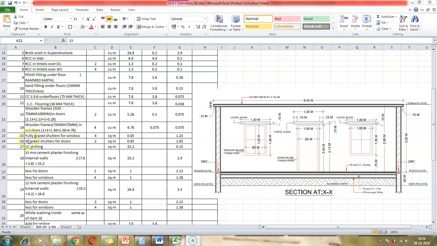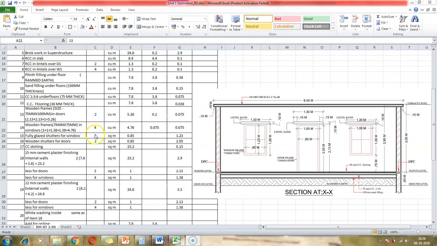The next item that we are going to look at is item number 15, fully glazed shutters for window. So inside the window, the shutters are glazed, and we're going to find out the dimensions of the shutters. Again, the number of windows is 4, and so we mention it as 4. In order to find the glazed surface, we look at the inner width inside the frame. So it becomes 0.85, and we can see it from the drawing. It is 0.85, and the inner height of the shutter is 1.23.